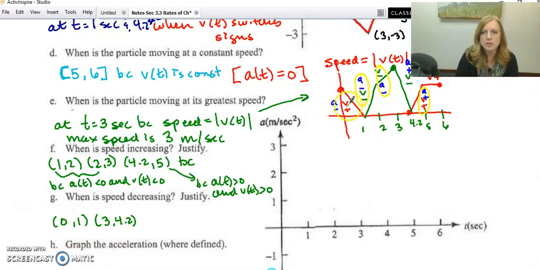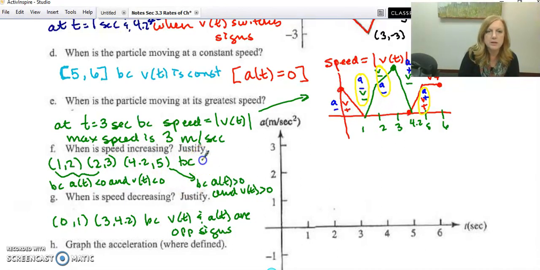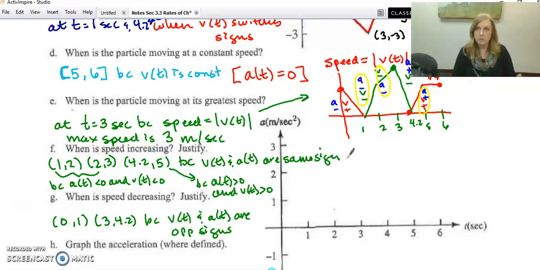And notice, look at your acceleration and your velocity. They are opposite signs on that. So I'm going to say because V of t and A of t are opposite signs. And that will be enough. You could probably say up here because V of t and A of t are the same sign. Because you don't really need to know that they're both positive, they're both negative. They just need to be the same sign.